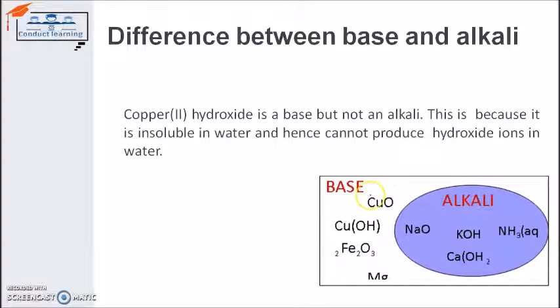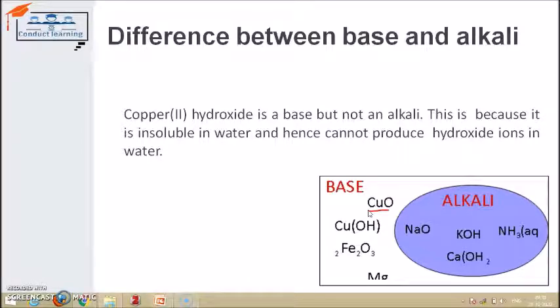Some kinds of bases which are not alkalis are presented here, like copper oxide. When you put copper oxide in water, it will not produce OH negative ions. That means copper and oxide will not get separated when put in water. It will not become positive and negative ions. So it is only a base, not an alkali.